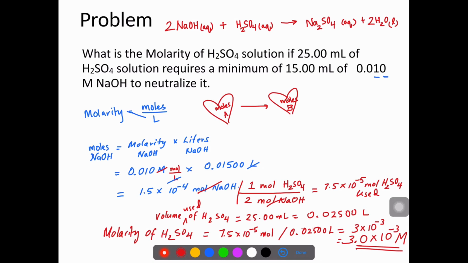So you estimate, let's say you took 25 milliliters of sulfuric acid, how much of the base it is going to take to neutralize all of your acid. And once you have that information, you can find the molarity of sulfuric acid. We do this all the time in the lab, and it's called titration. So I'm going to talk about what a titration looks like.